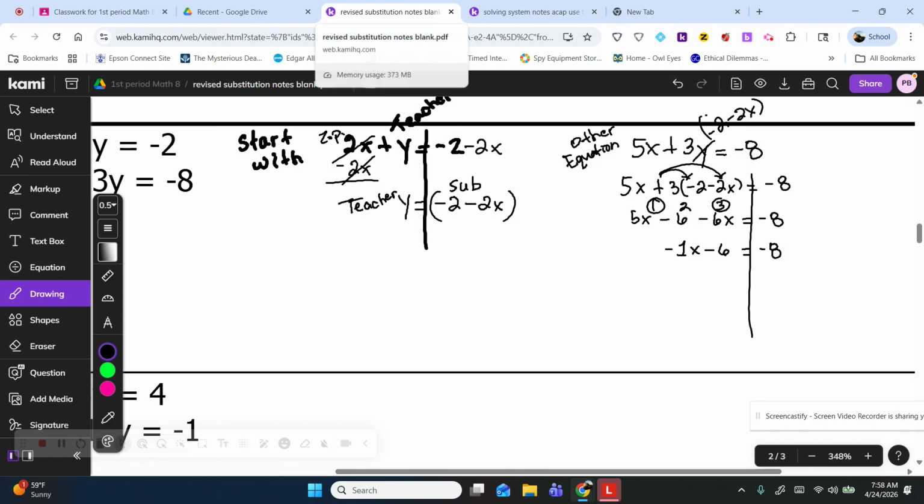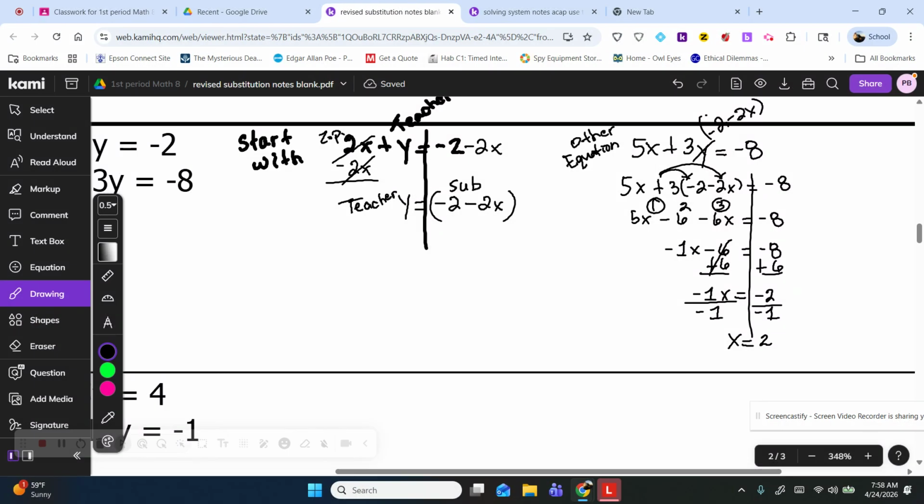Okay, now it's just a basic what? So what do you do? Mm-hmm. Positive 6 on both what? So we end up with negative 1x equals negative 2. Now what do we do? Divide both sides by negative 1. A negative divided by a negative is a positive, so the x in this is equal to 2. We just gotta figure out what the y is now, okay?